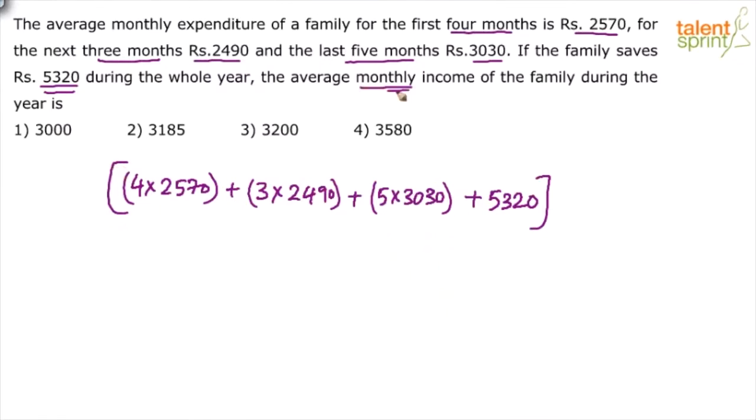He's asking us to find out the average monthly income. So this is the income for how many months? 12 months. 4 months, 3 months and 5 months. Total 12 months. Average is divided by 12. Now do this calculation and you'll get the answer. Simplification is your lookout, right?